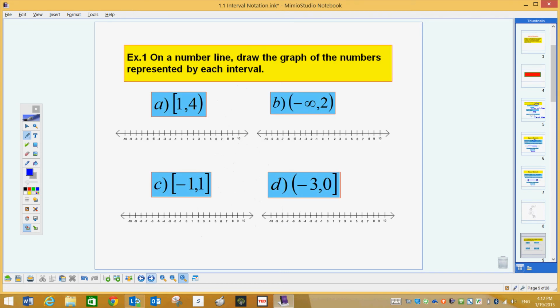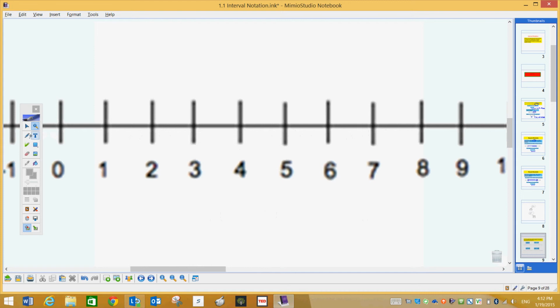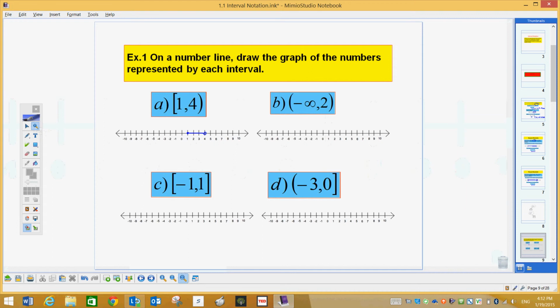So, on the given number line, we're asked to draw a graph of the numbers represented by each interval. So if I'm going from 1 to 4, I'm just going to zoom in on my number line here. 1 would be a closed circle, 4 would be an open circle, and we would shade everything in between 1 and 4.